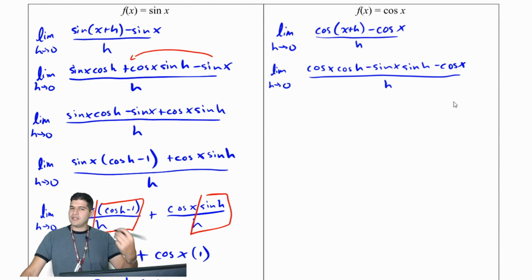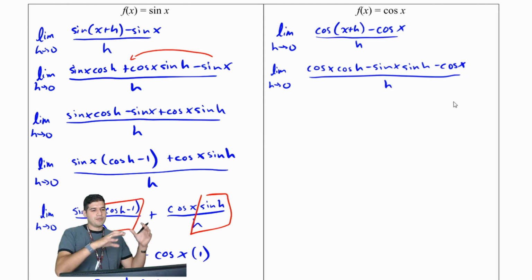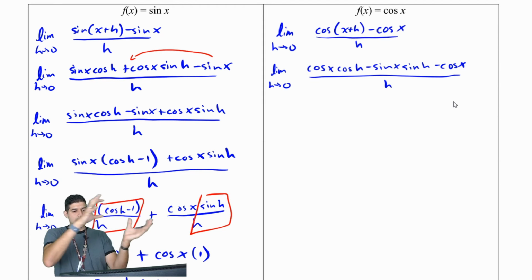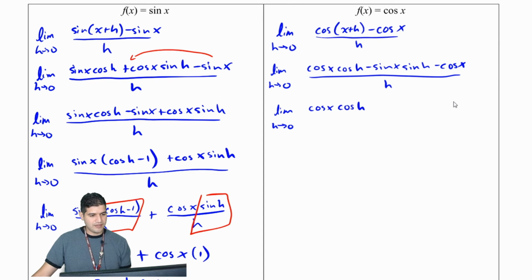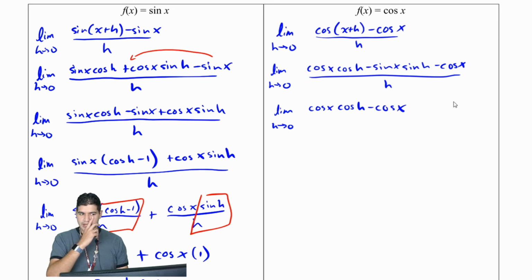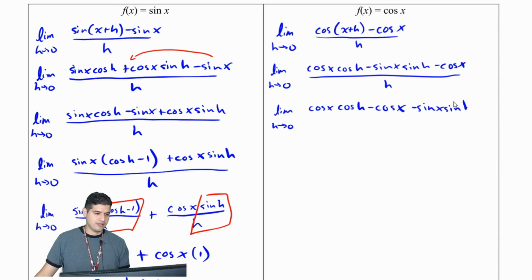And then I'm just going to do a similar thing that I did up here. I'm going to move that negative cosine of x, and I'm going to move it with the other cosine of x in that first part right there. So the limit as h approaches 0 of cosine of x times cosine of h minus cosine of x. I'm just really swapping those two things. Minus sine of x sine of h all over h right there.